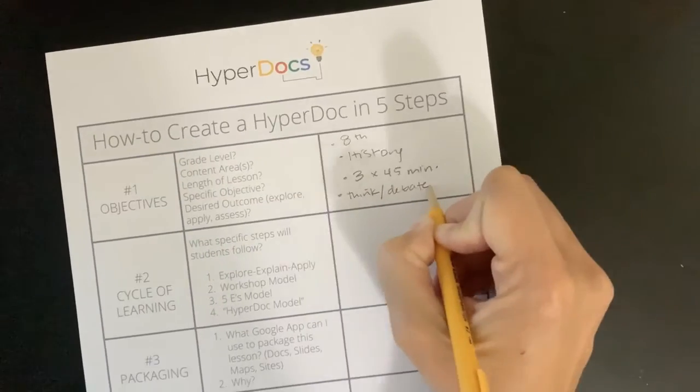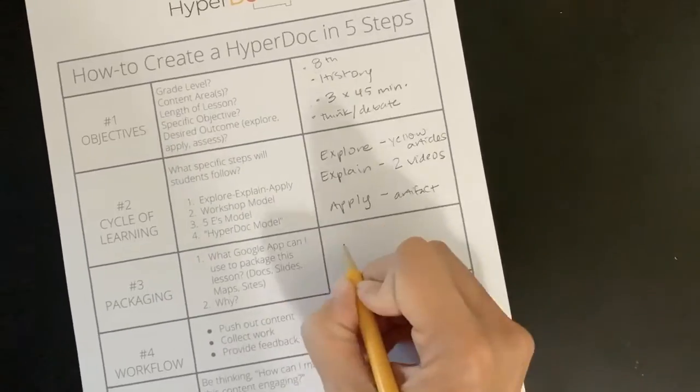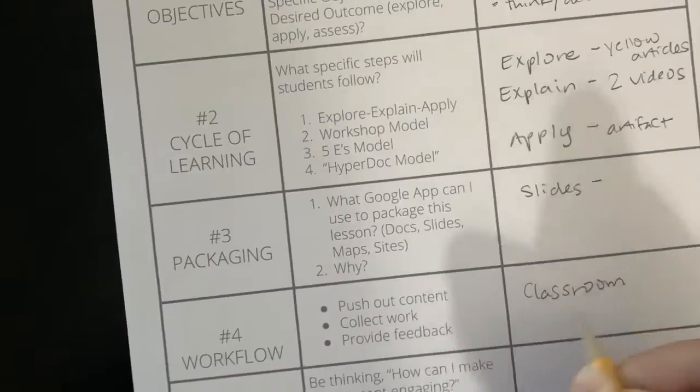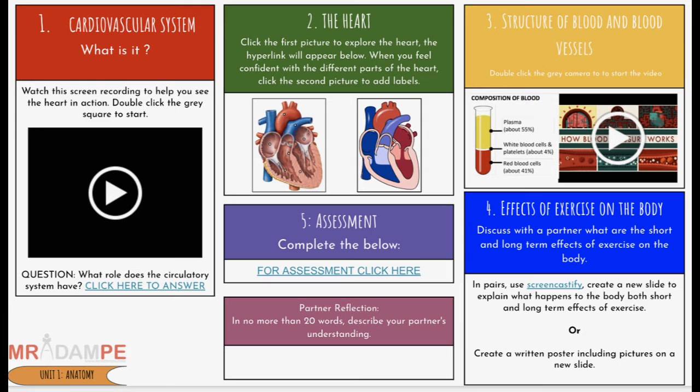Now the good news is you don't have to create from scratch all the time. Once you have your lesson planning tool and thinking complete, you are ready to start your actual HyperDoc. This can be done in one of 3 different ways. Number 1, you can remix a HyperDoc lesson that you have seen. Just file and make a copy.